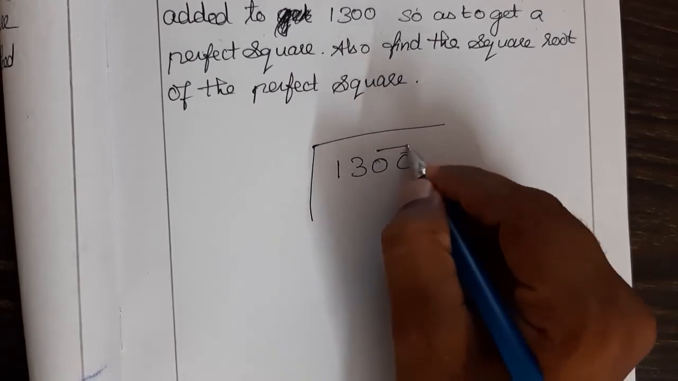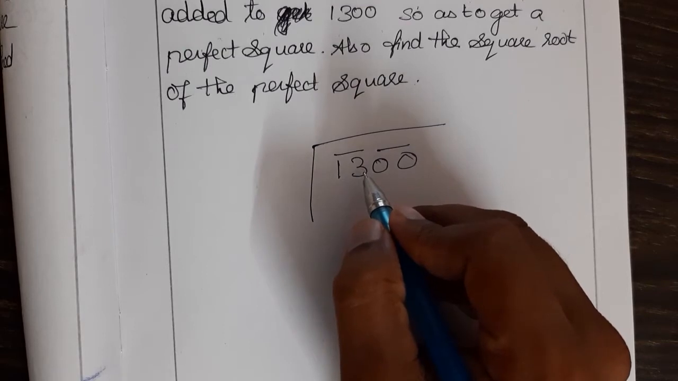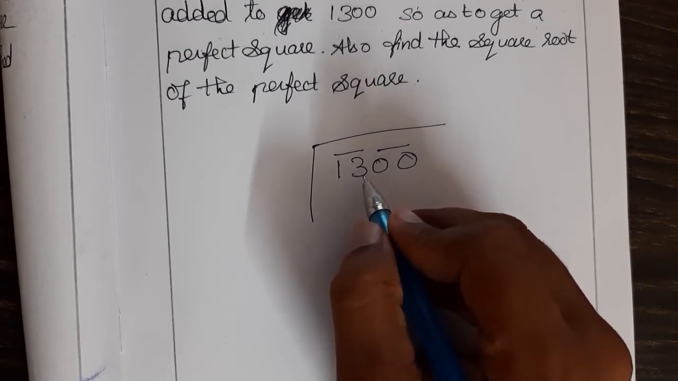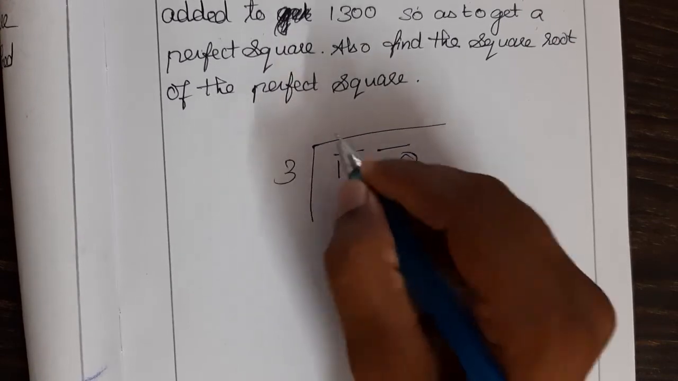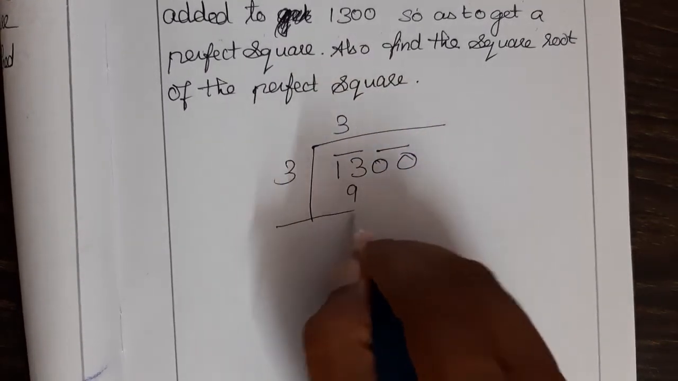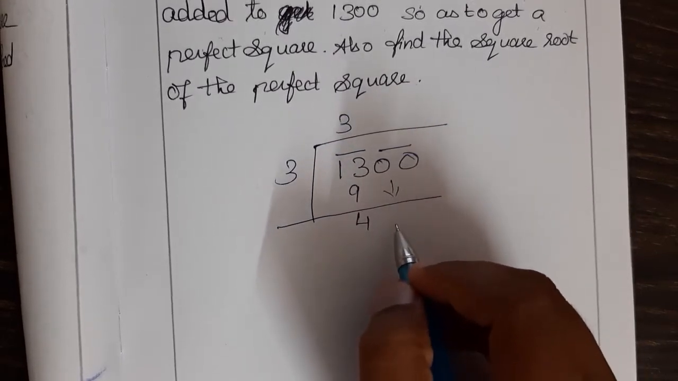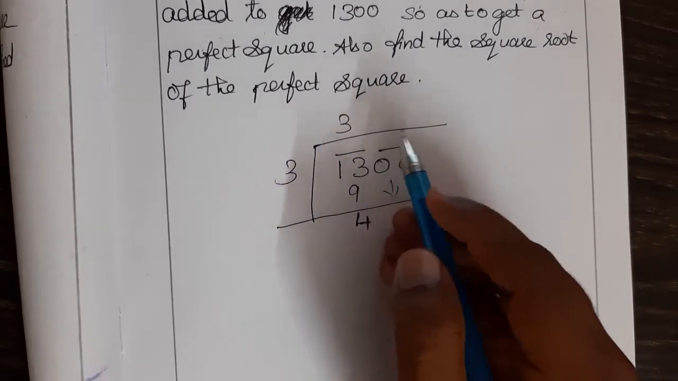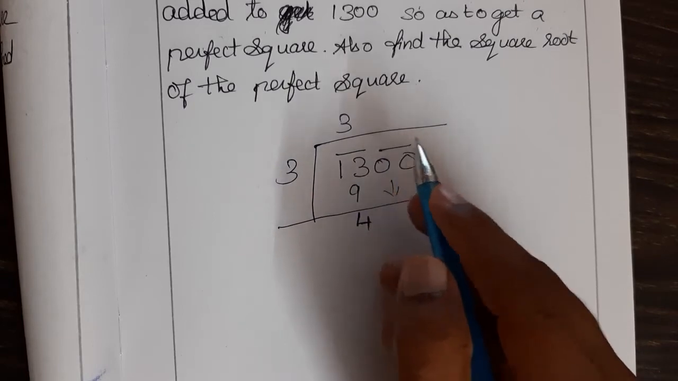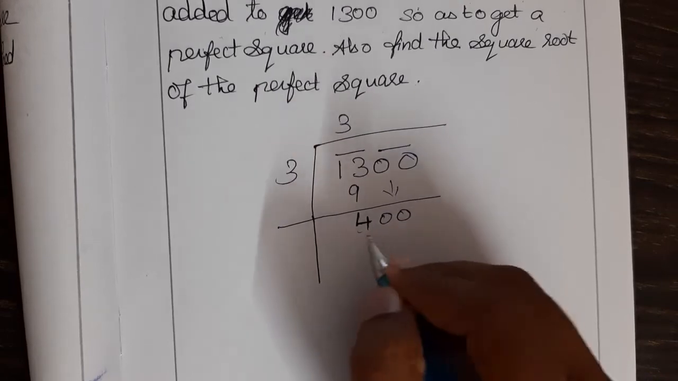So for 1300, let me find what is there. From the unit place, a bar for a pair, and 13. 13 is not a square number. Less than 13 is 9, right? 3 3s are 9, and if we subtract, we will obtain a 4. So here we have to bring down 0. Definitely we have to bring 0, because previously the remainder was 0 so I said you can take directly, but here the remainder is not 0, the remainder is 4. Sure, we have to bring that 4 and 0 here. Now it becomes 400.